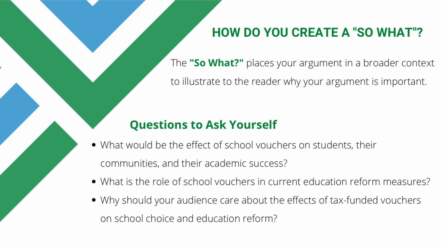In order to arrive at your so what, you should first think about the ideas you wish to convey about your topic. Consider the following questions for our example topic: the effects of tax-funded vouchers on school choice and education reform. Number 1. What would be the effect of school vouchers on students, their communities, and their academic success? Number 2. What is the role of school vouchers in current education reform measures? And number 3. Why should your audience care about the effects of tax-funded vouchers on school choice and education reform?